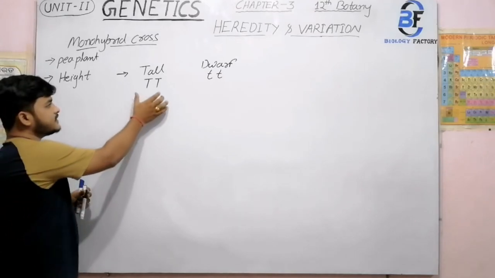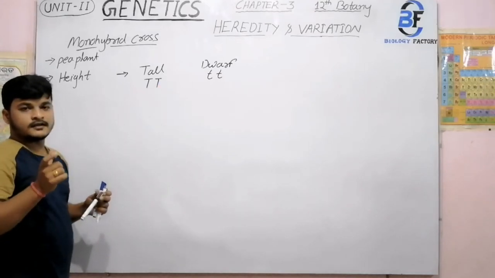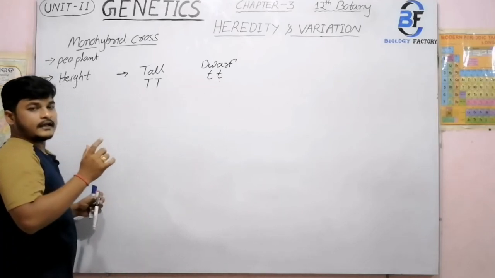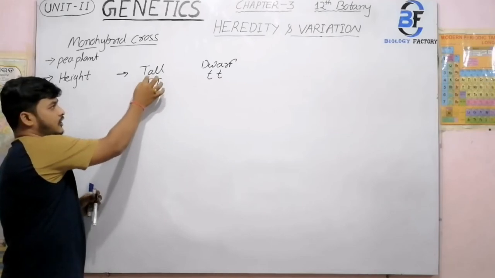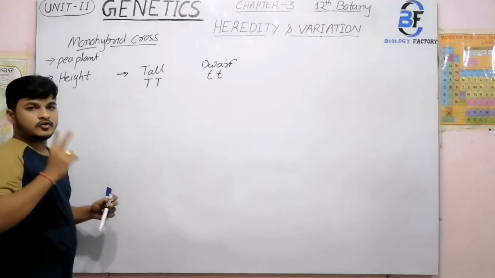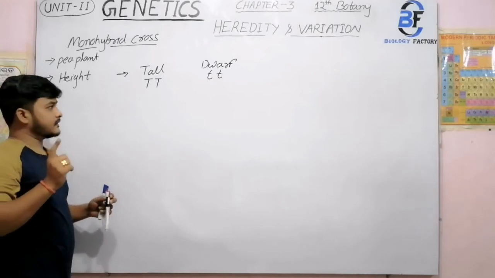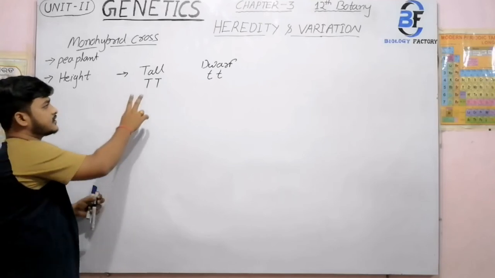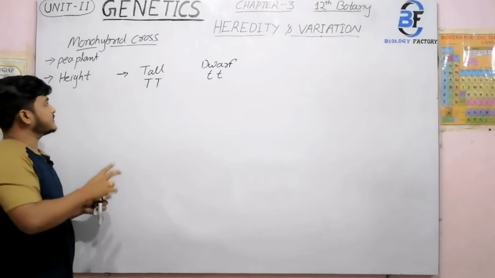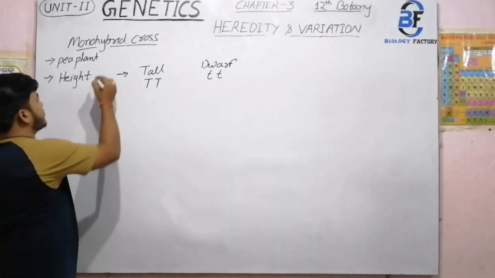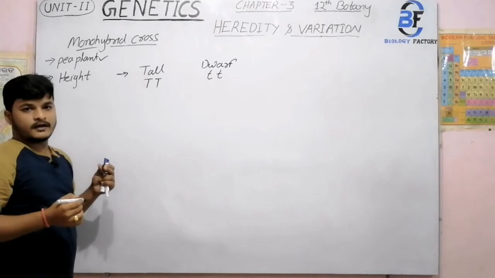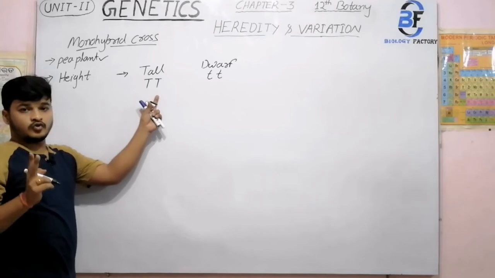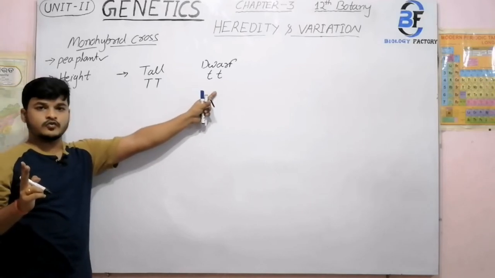There may be a question in your mind: why did I write capital T two times and small t two times, when tallness means a single T? The reason is that two times capital T shows the diploid nature. The pea plant taken here is a diploid plant, that means two sets of chromosomes are present. So I take two times T, and here also two times small t.